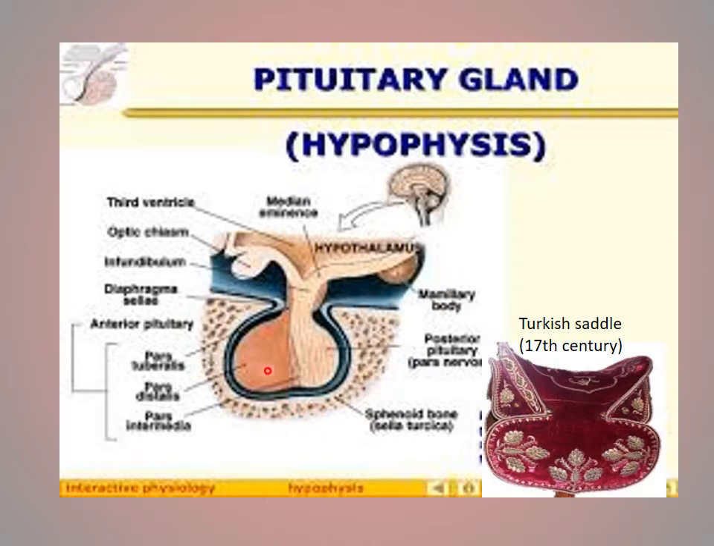The pituitary gland is connected with the hypothalamus by the pituitary stalk, or the infundibulum, and it has two parts: the anterior pituitary, which includes the pars tuberalis, pars distalis, and the pars intermedia, and the posterior pituitary, which is called the pars nervosa and the infundibular portion. The two portions have different origins developmentally. So we'll discuss the development of the pituitary gland.